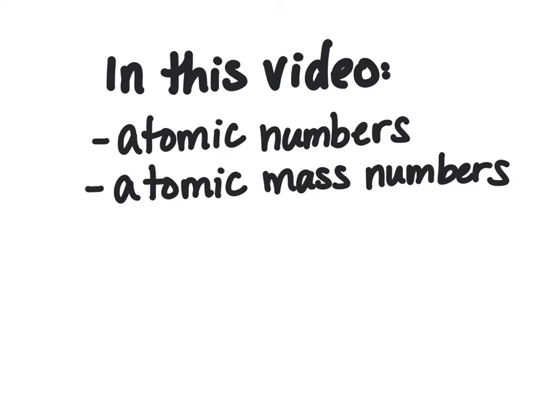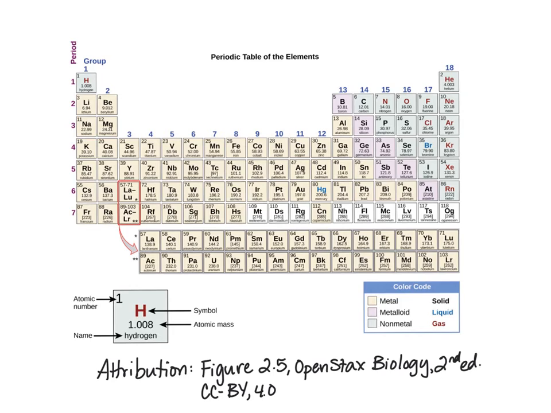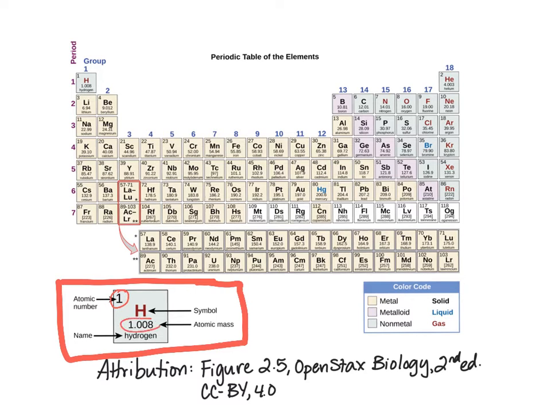In this video, we're going to talk about atomic numbers and atomic mass numbers. Atomic numbers and atomic mass numbers can be found on the periodic table of elements. We can see them down here on this zoom in of hydrogen. And the atomic number and the atomic mass number can be found here and here.